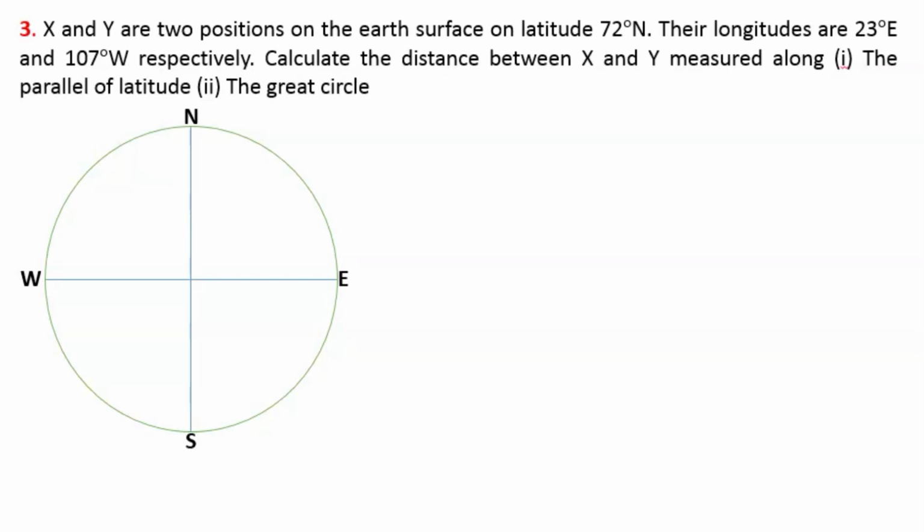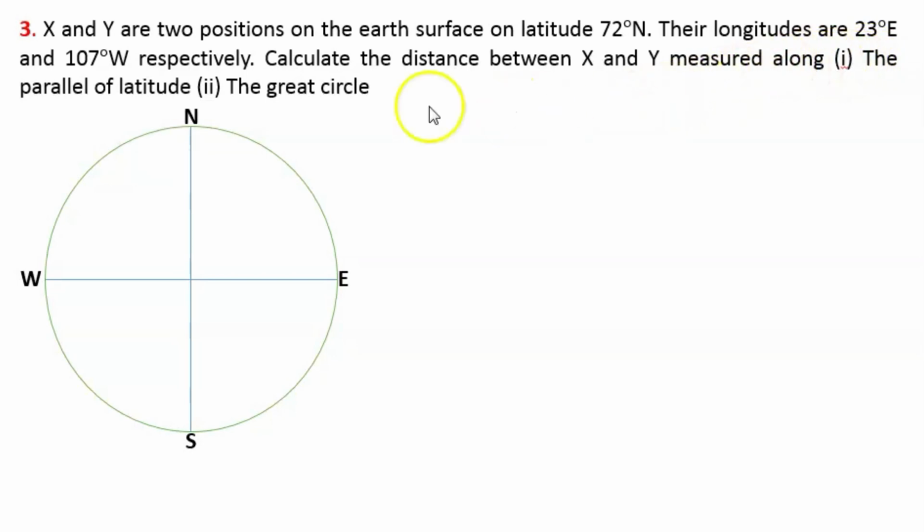Okay, so this is the third question we'll be solving. The question says X and Y are 2 positions on the Earth's surface of latitude 72 degrees north. Their longitudes are 23 degrees east and 107 degrees west respectively. Calculate the distance between X and Y measured along 1, the parallel of latitude, and 2, the great circle.